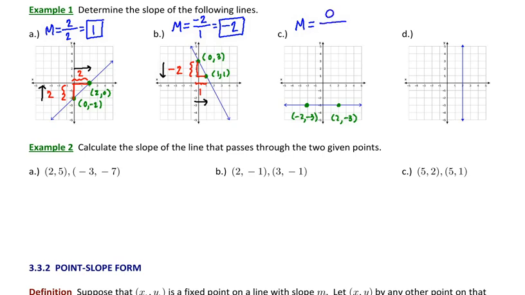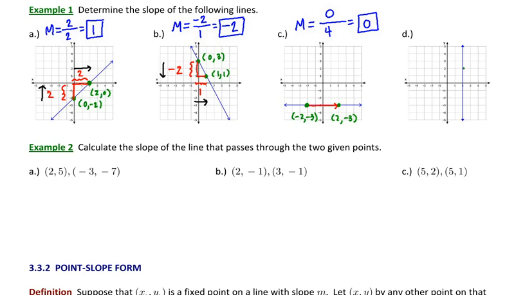So the rise is 0, but I can tell that there is run between these 2 points. Clearly it's 4. 0 divided by 4 is equal to 0. Notice anytime you're dealing with a horizontal line, the slope will always be 0. Let's contrast this with the vertical line.